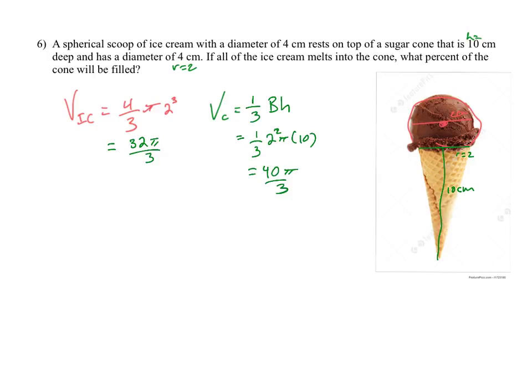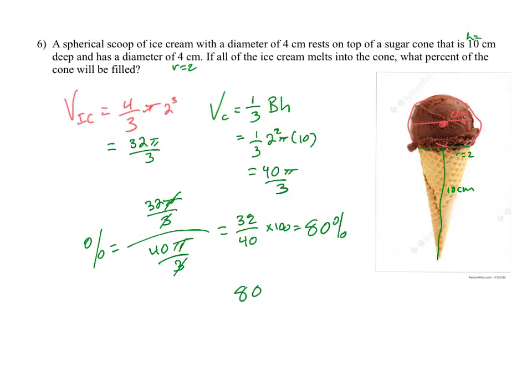Now I'm going to divide those two. So 32 pi over 3 divided by 40 pi over 3, because I'm looking for a percentage. In this case, the 3 is going to cancel out as well as the pi. So I'm actually going to have 32 over 40, and I'm going to multiply that times 100 to have my percentage. That means this equals 80% of the cone. So 80% of the cone is going to be filled.